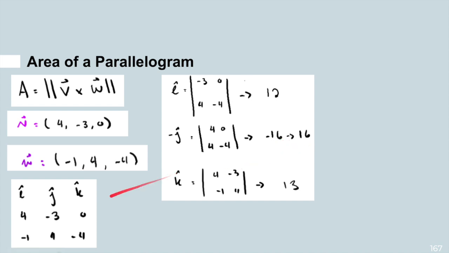For k hat, same thing. We cross out its column, and we cross out its row. We're left with 4, negative 3, negative 1, and 4. 4 times 4 is 16, minus 3 times 1, which is 3. 16 minus 3 is 13.